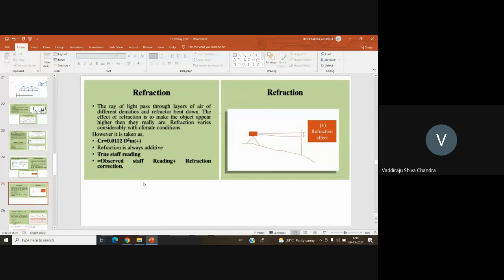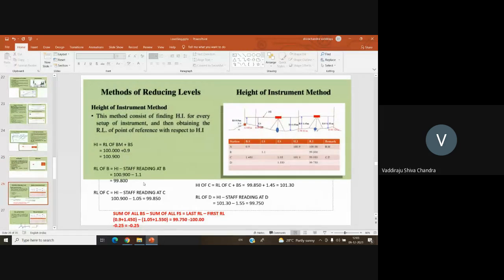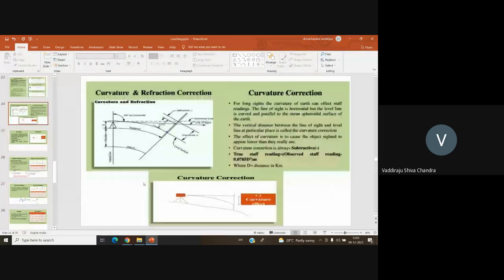So for the curvature, it is observed staff reading minus 0.0785 d square meters, and for refraction, it is observed staff reading plus 0.0112 d square meters, where d is the distance between the instrument position and the staff position, and it should be mentioned in kilometers. So in most cases we generally go for combined corrections. Both curvature correction as well as refraction correction are applied when the distance is increasing.